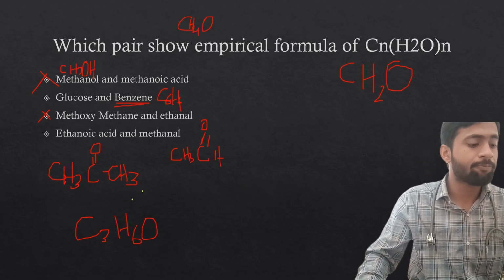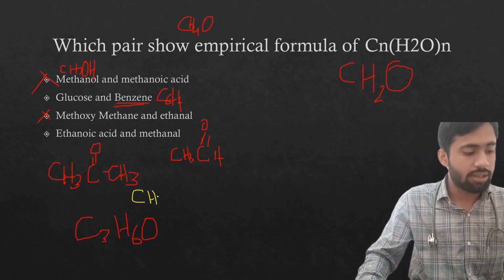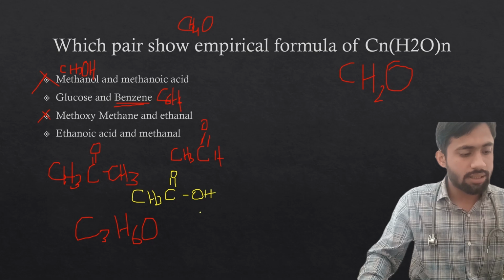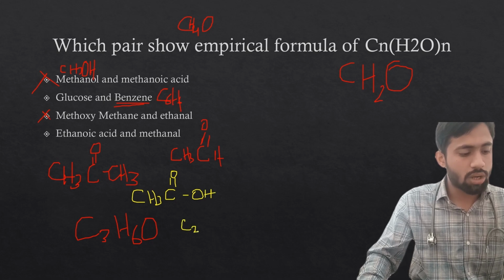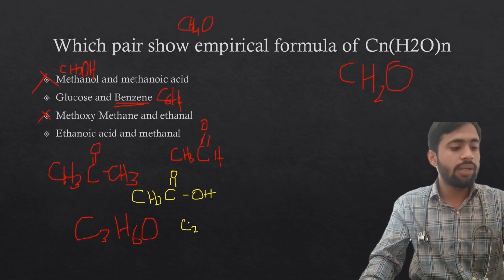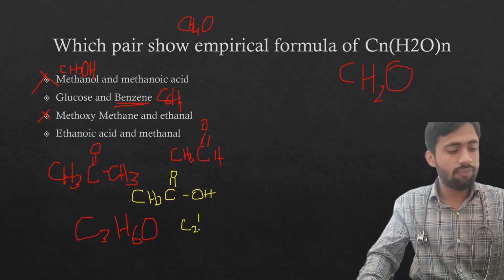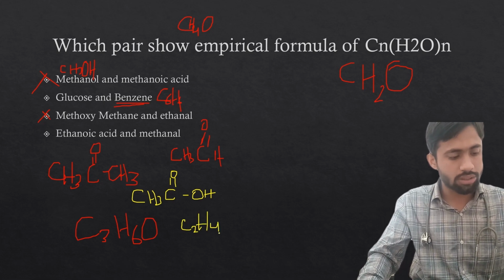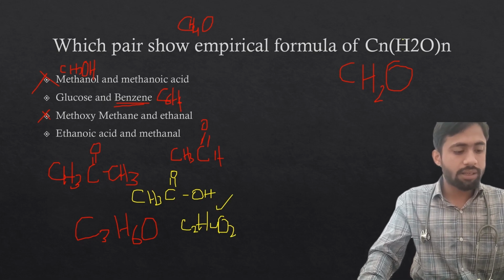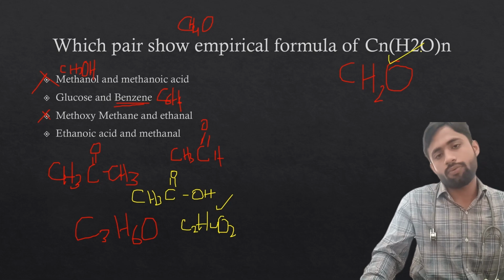So let's see. Ethanoic acid, CH3, C double bond O, OH. So this is ethanoic acid. How many carbons are there? 2 carbons. How many hydrogen should I have? 4. 3 with CH3 and 1 with OH. So 4 hydrogen. Yeah. 2 oxygen. So this completely follows my general formula.